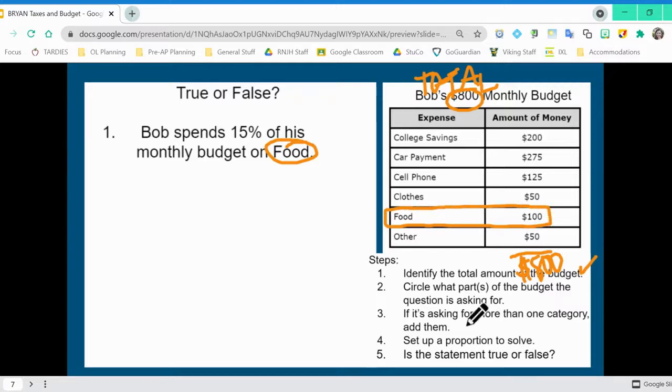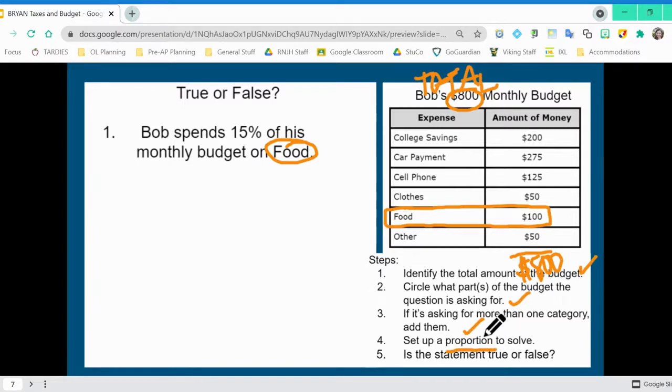Then it says if it's asking for more than one category, add them up. In this case, it's not asking for more than one category. This is if it was to say, how much does he spend on food and clothes? Then we would have to add food and clothes together. But in this case, we get to leave it as is. So we're good there. Then we're going to set up a proportion to solve.